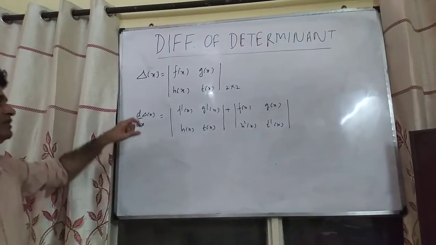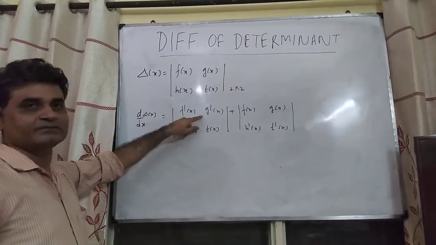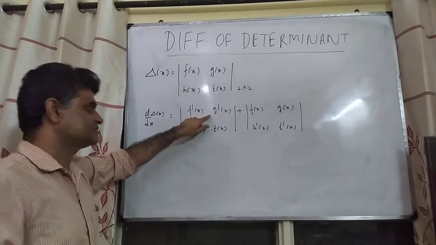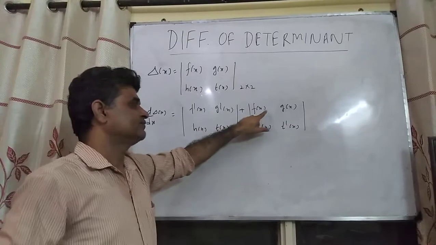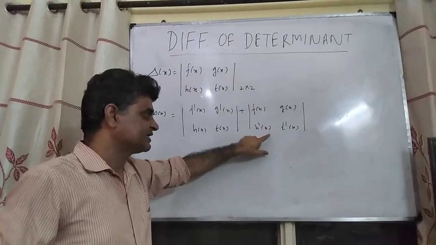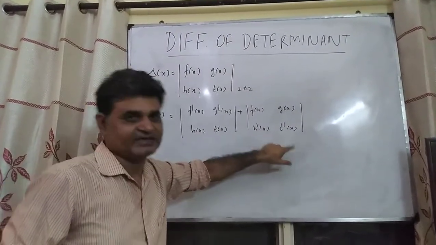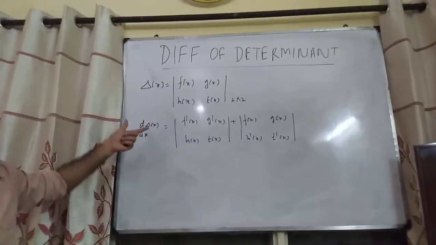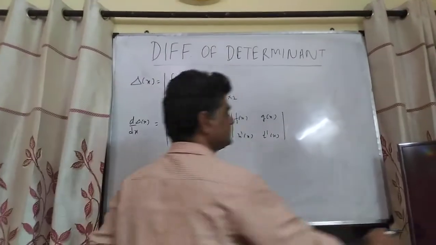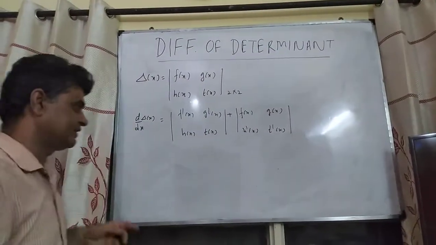So what we have to do? We have to do first row differentiation. The first row is differentiated, second row will remain as it is, plus first row will remain as it is and second row has to be differentiated. So this will give you the differentiation of a 2 by 2 determinant. Now we will discuss a 3 by 3 determinant.